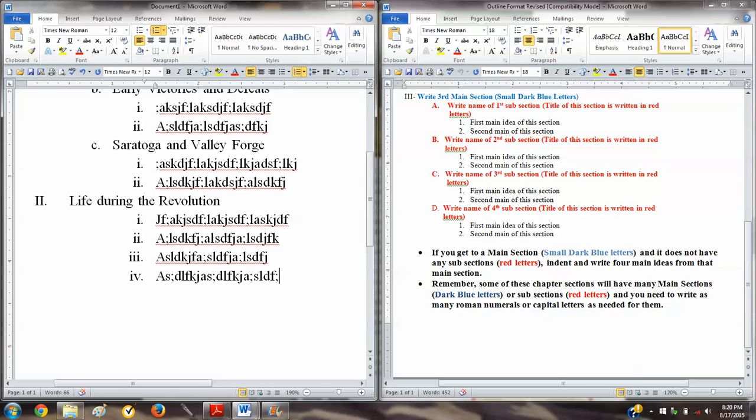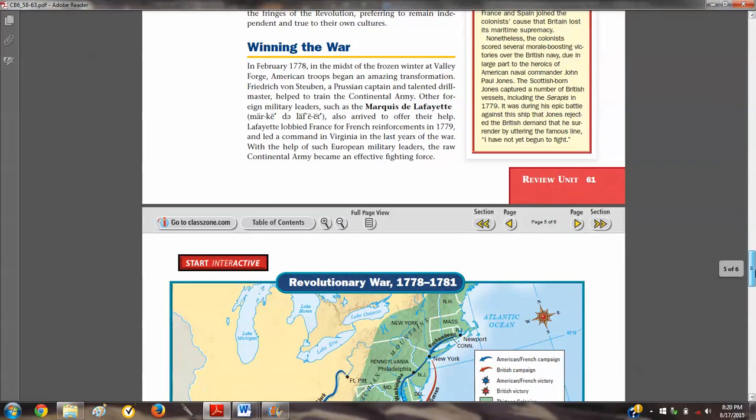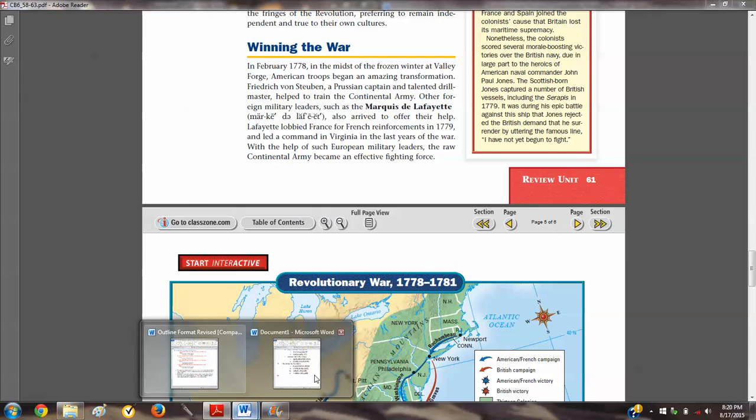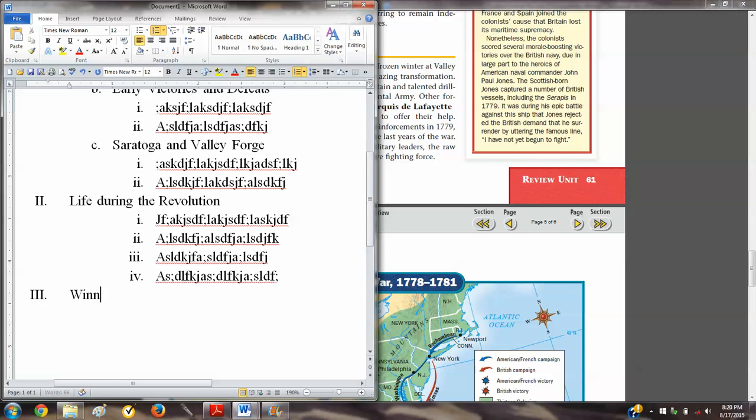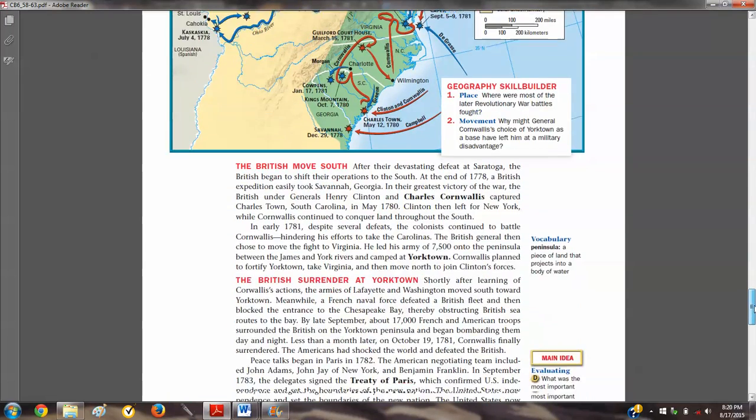All right, now we go back to Roman numeral 3. If we go to our book, Roman numeral 3, winning the war. There it is right there. So let's put that in. Number 3, winning the war. These are the third main section. Now let's see if it has A this time. So winning the war, let's scroll down. Oh, there's A. The British move south.